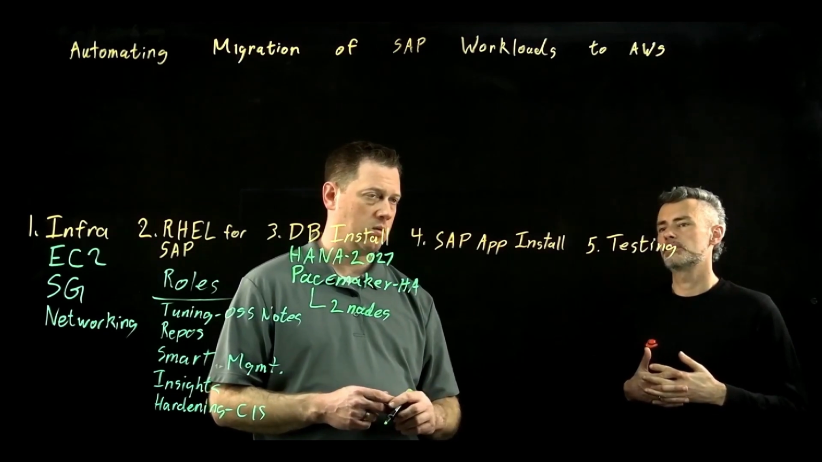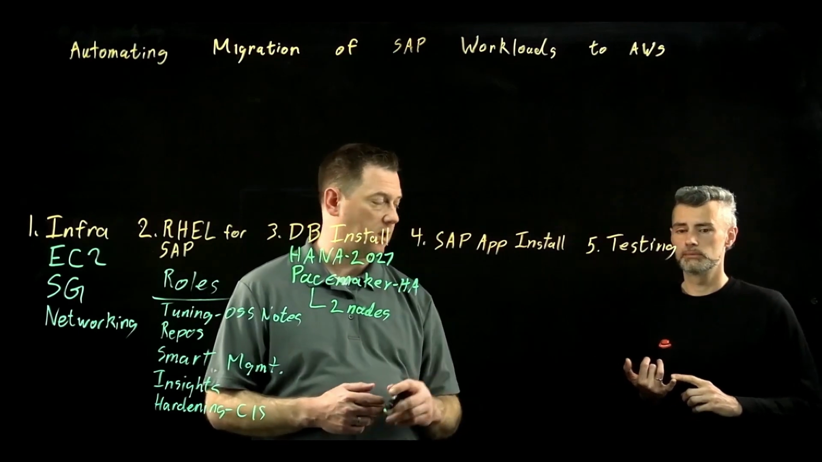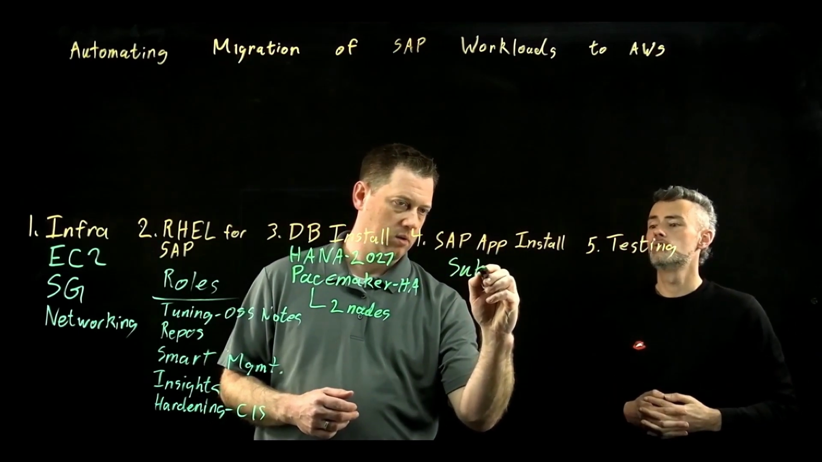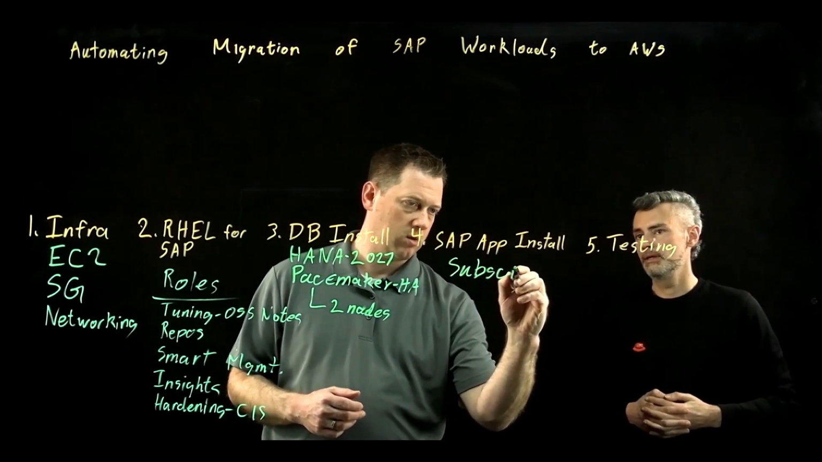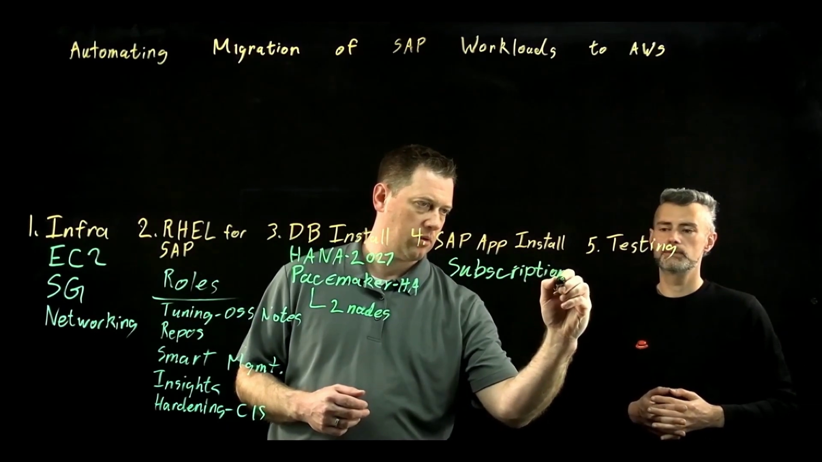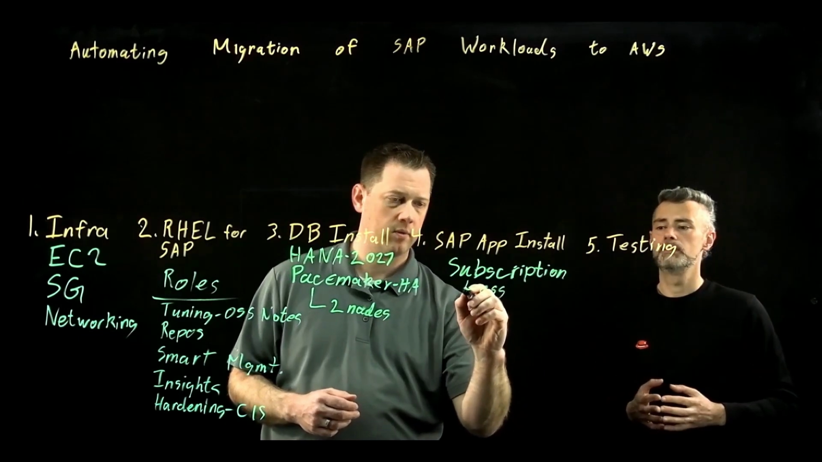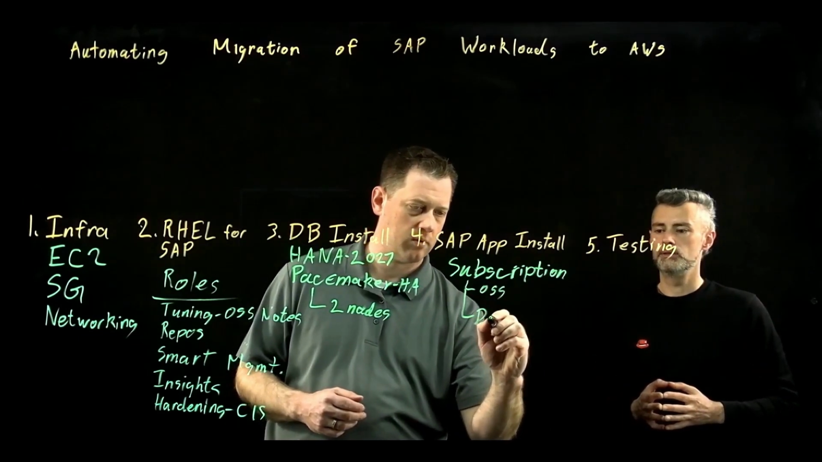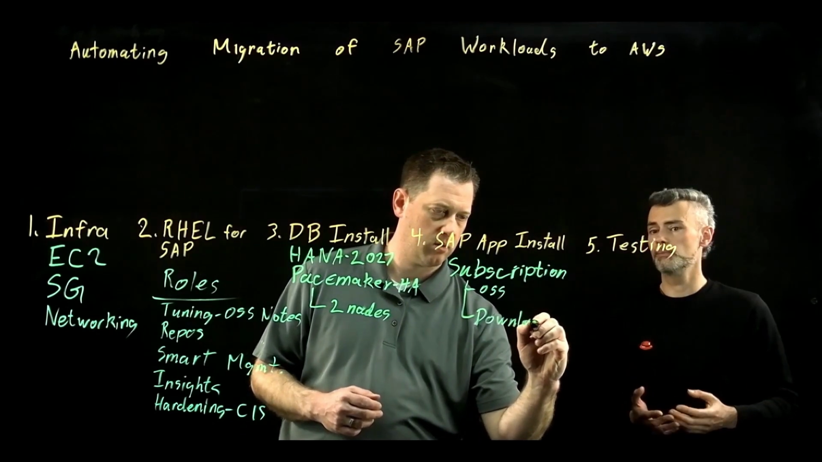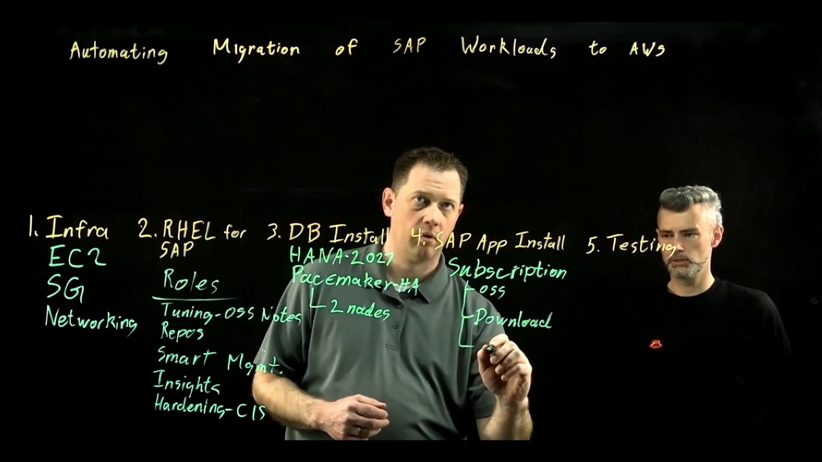So in this application install, first of all, you will need the software that's going to be installed. Just as with HANA, you will need the software. So there are playbooks to automatically download the software that you need using your subscription, your OSS user for the SAP portal. And once you have downloaded the software, you can install it automatically with the parameters that you want. You can customize your installation as much as you want, which is good.